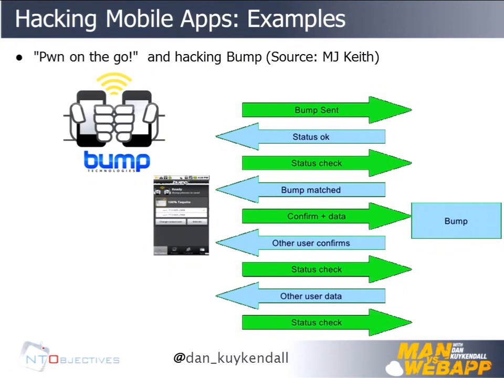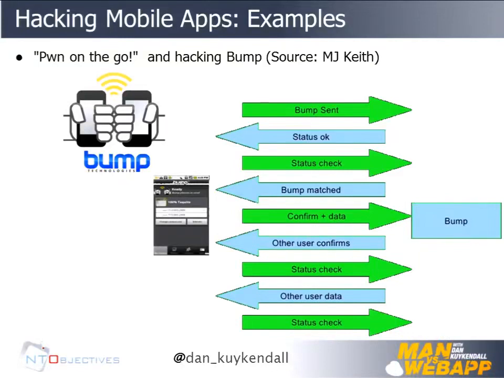The weakness here was that there was no validation. It didn't really have the account on the server. It would send the vCard at the time of the bump. So what was kind of interesting, and MJ Keith is the one that found this, I think he's over at Denim Group now. What we found on this is that it was very easy to become another player in that conversation.